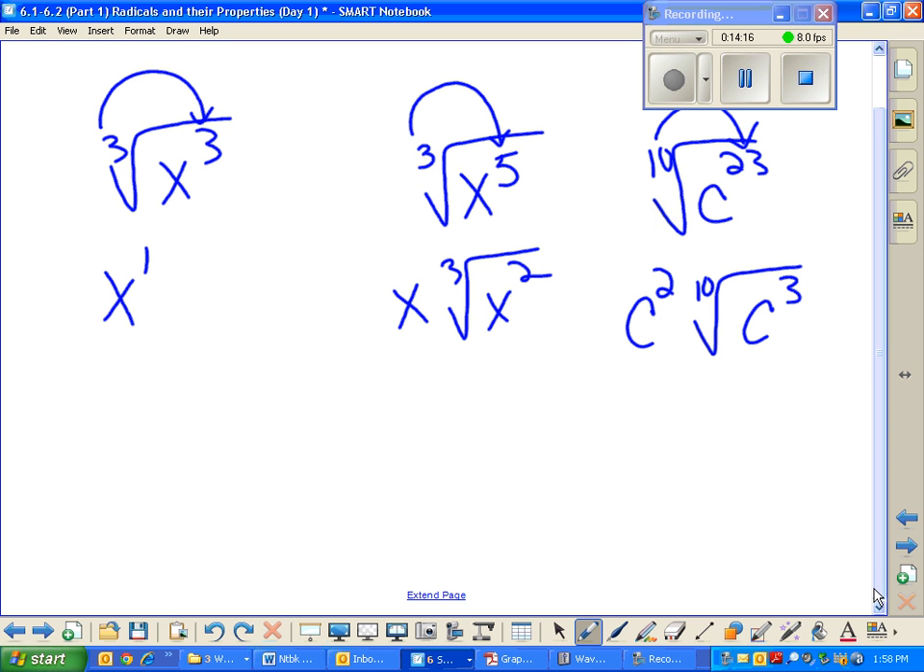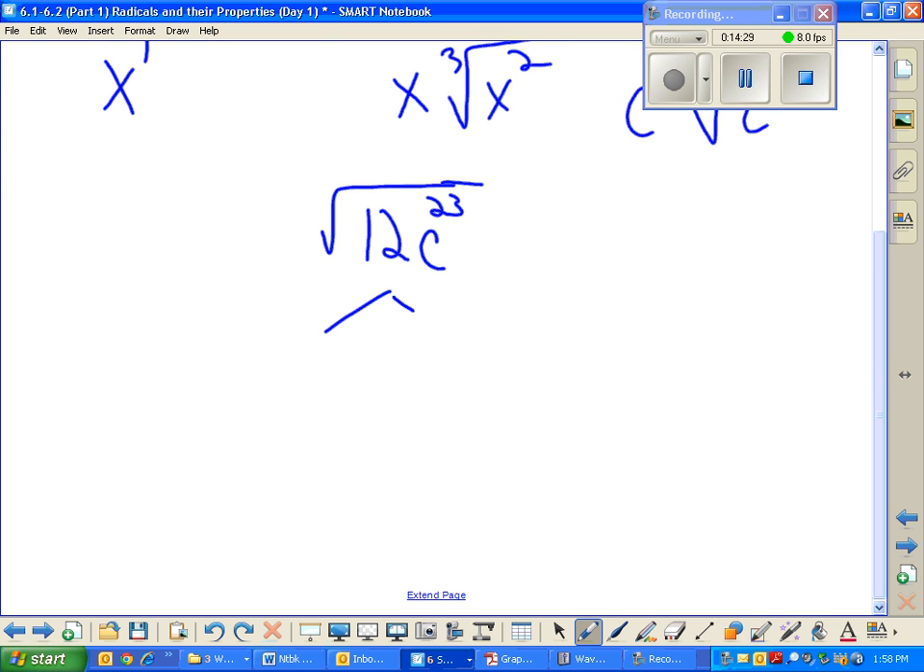Give me something. 12. See? Like that? Okay, so that's when you'd use your product property. You do the square root of 12, square root of c to the 23rd. Like that? Oh, a number in front. You still have to simplify that the way we did yesterday.